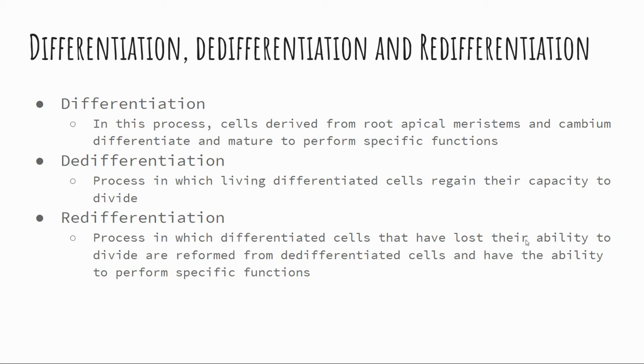De-differentiation is a process in which living differentiated cells regain their capacity to divide. So they kind of become undifferentiated. Okay. Redifferentiation is a process in which differentiated cells that have lost their ability to divide are reformed from their de-differentiated cells and have the ability to perform specific functions. So you may have a differentiated cell, and then it becomes de-differentiated, where it's going to divide, and then that same cell will then redifferentiate. Okay, kind of how that could work.